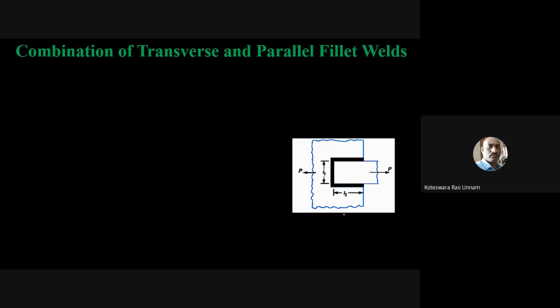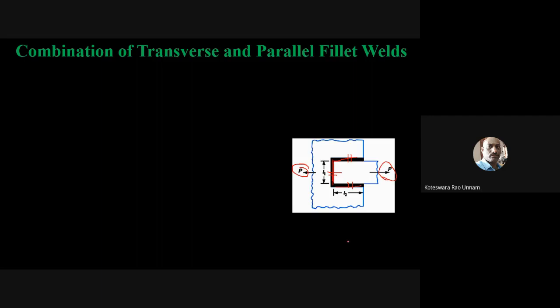Now, if I want to estimate how much load this joint can carry, this P value, that is nothing but the sum of the load carrying capacity of the transverse fillet weld plus the load carrying capacity of this parallel fillet weld plus the load carrying capacity of this other parallel fillet weld. It should be equal to your P. That is going to be the design equation.